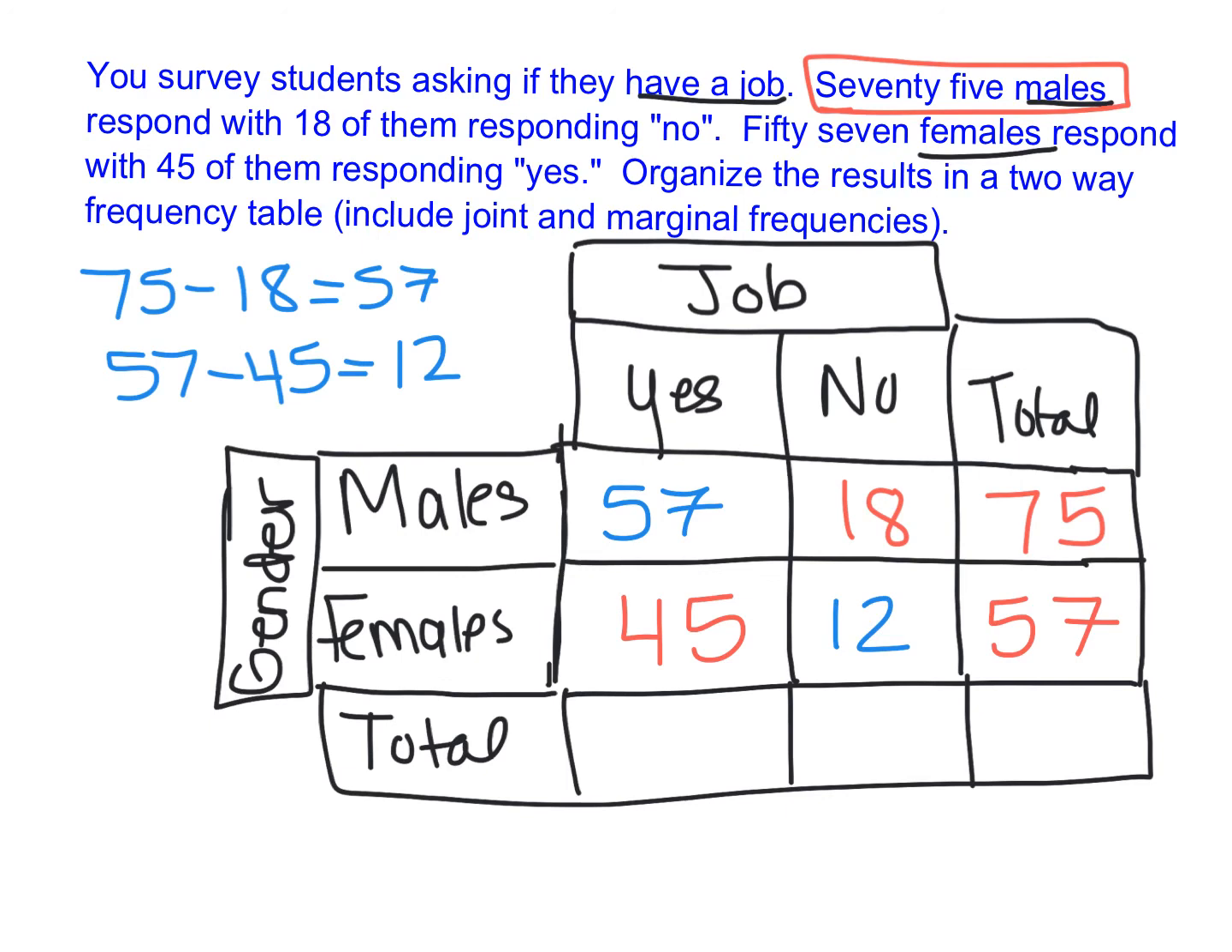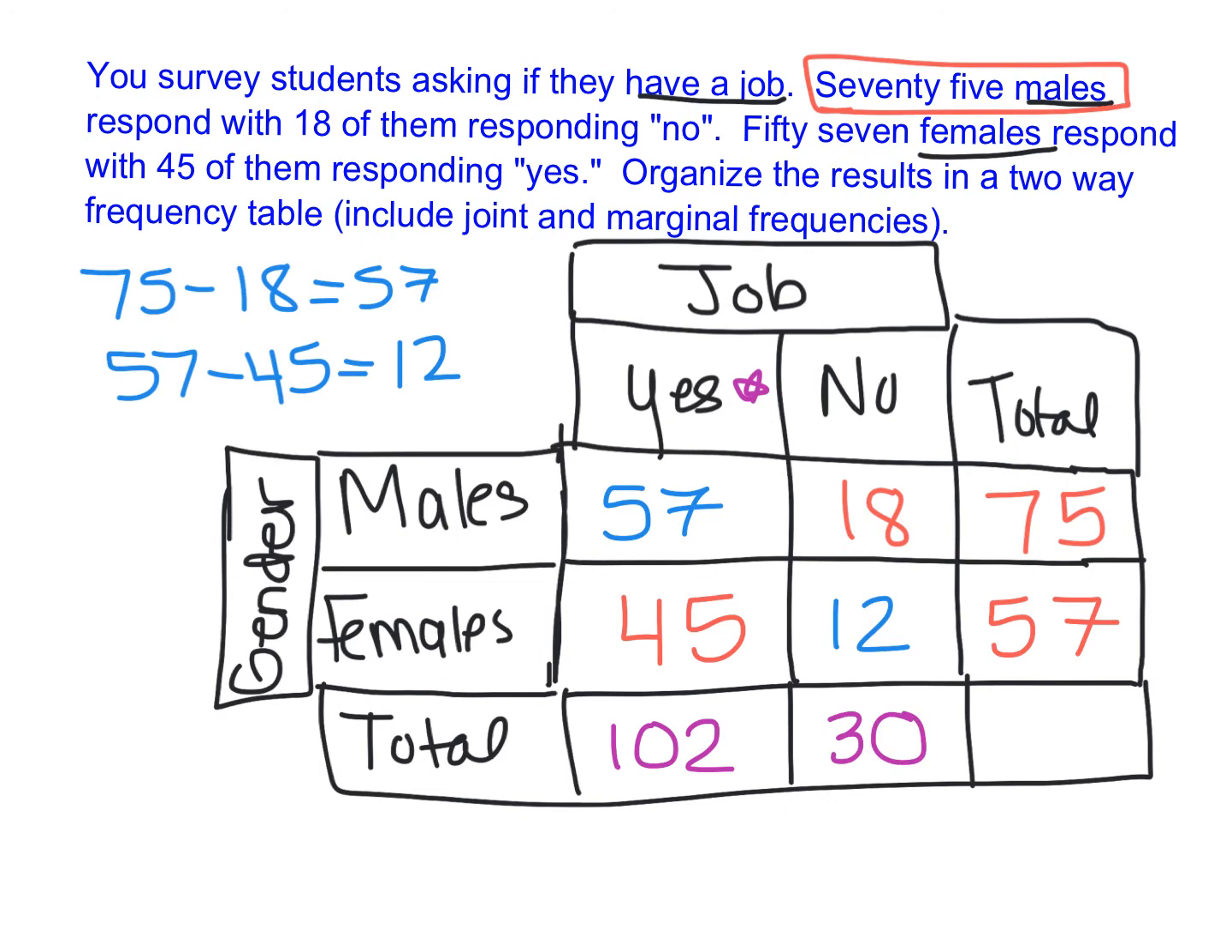Now from here, I can actually fill in these last couple boxes by just adding straight down. So here I can see that the number that yes have a job are 57 and 45. So if I add those together, I find that a total of 102 students have a job. I can then add straight down with the 18 and the 12 to get 30, to find that 30 students do not have a job.